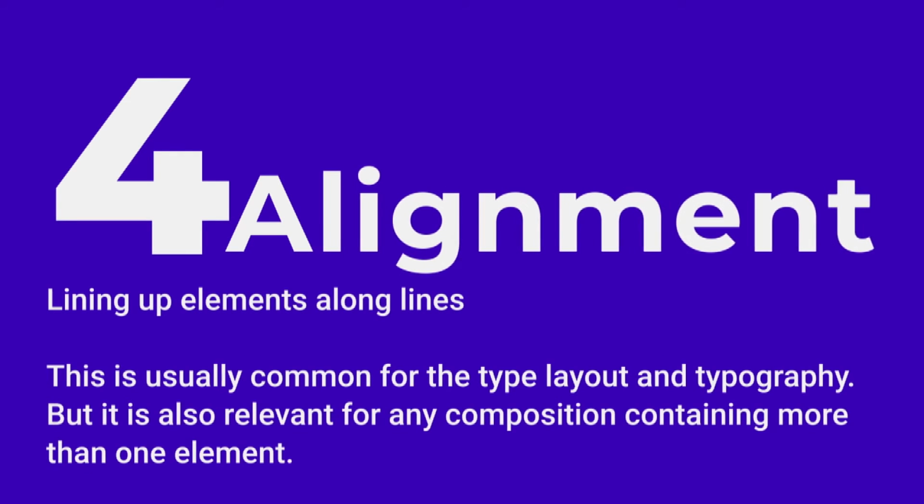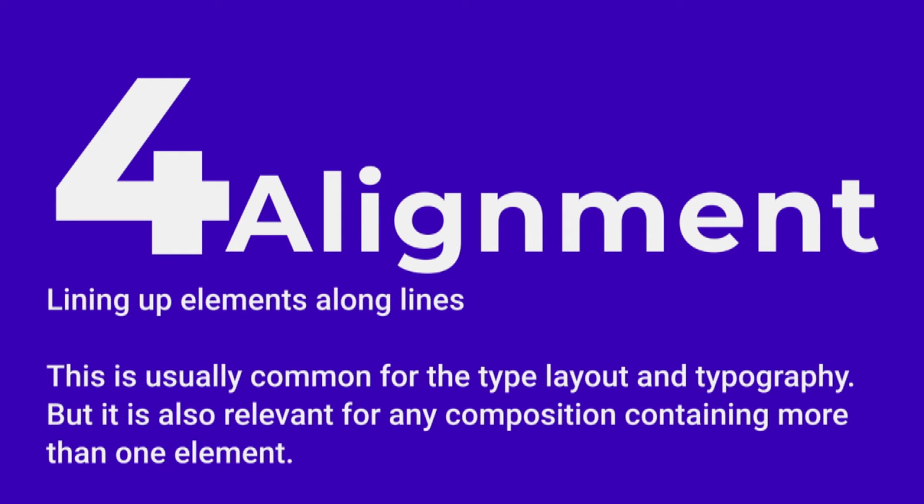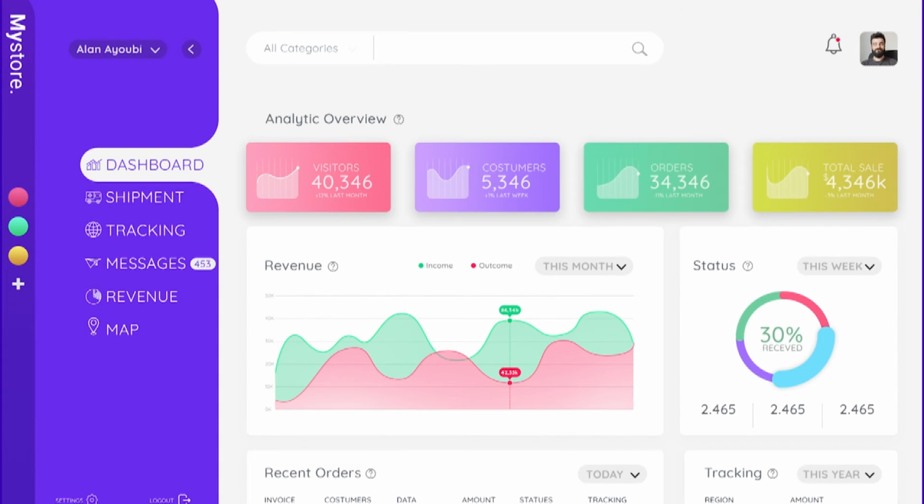The fourth one is alignment. Alignment is lining up elements along lines. This is usually common for the type layout and typography, but it's also relevant for any composition containing more than one element. In this course, in the user experience section, we are going to rely on alignment to create our website dashboard and also our mobile app design.